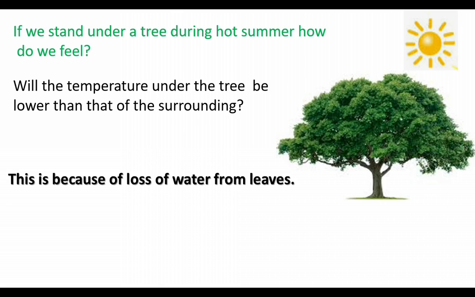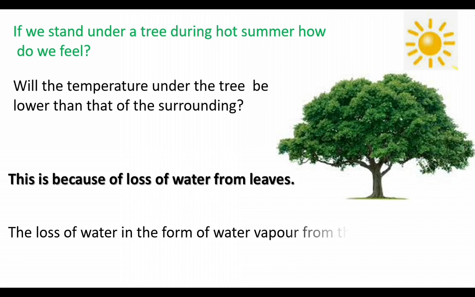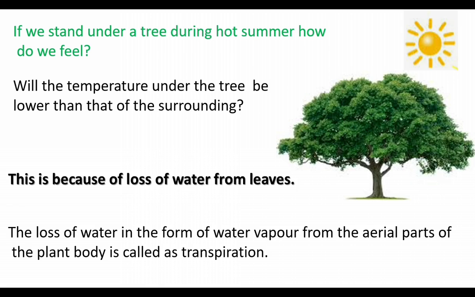Plants absorb water through the roots. The root system absorbs water. Plants do not use all the water, so the remaining water is lost through the leaves in the form of water vapor. This is called transpiration. The loss of water in the form of vapor from the aerial parts of the plant body is called transpiration.